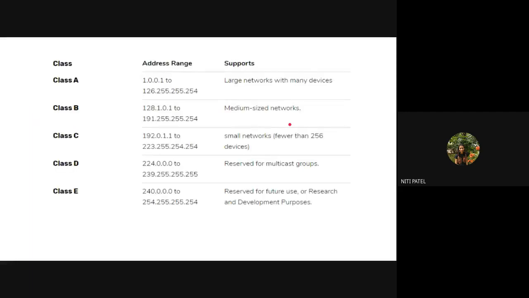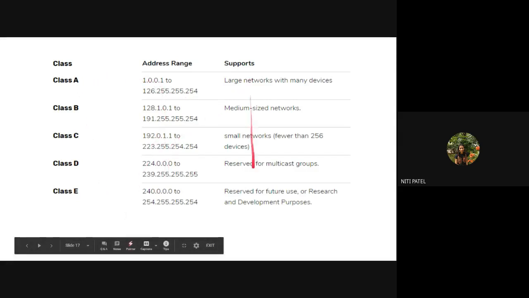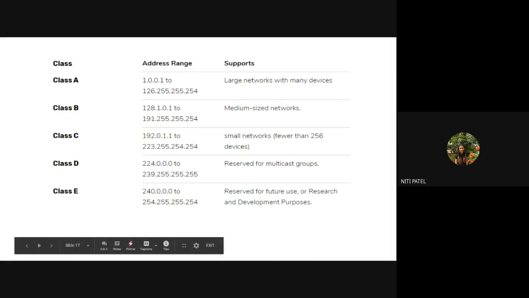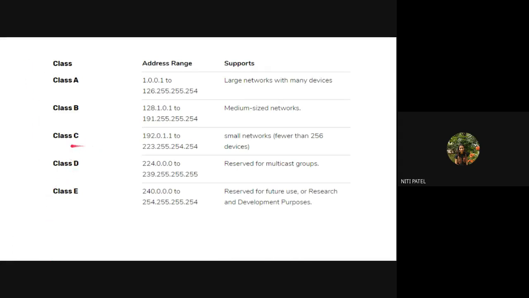Do you know what the different classes of IP or the different ranges of IP addresses are? You have different classes from A to E. Every class has a separate range. So these are the classes, these are the address ranges. And what do they support? Class A is used for large networks with many devices. Class B is for medium size networks. Class C is for smaller networks with 256 devices. So if you see in our labs, whenever you check the IP address, it will always belong to class C. Why? Because we are in a very small network where we hardly have even 100 computers connected.